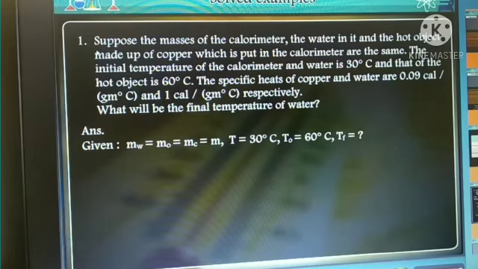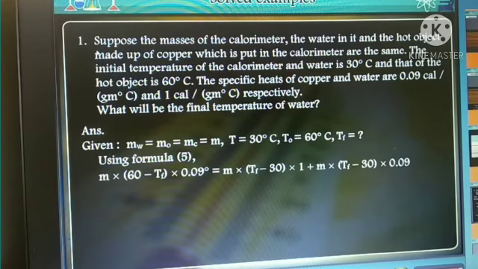Answer. Given: MW is equal to MO is equal to MC equal to M. T equal to 30 degrees Celsius. TO equal to 60 degrees Celsius. What is TF? Using formula 5, M into (60 minus TF) into 0.09 equal to M into (TF minus 30) into 1 plus M into (TF minus 30) into 0.09.